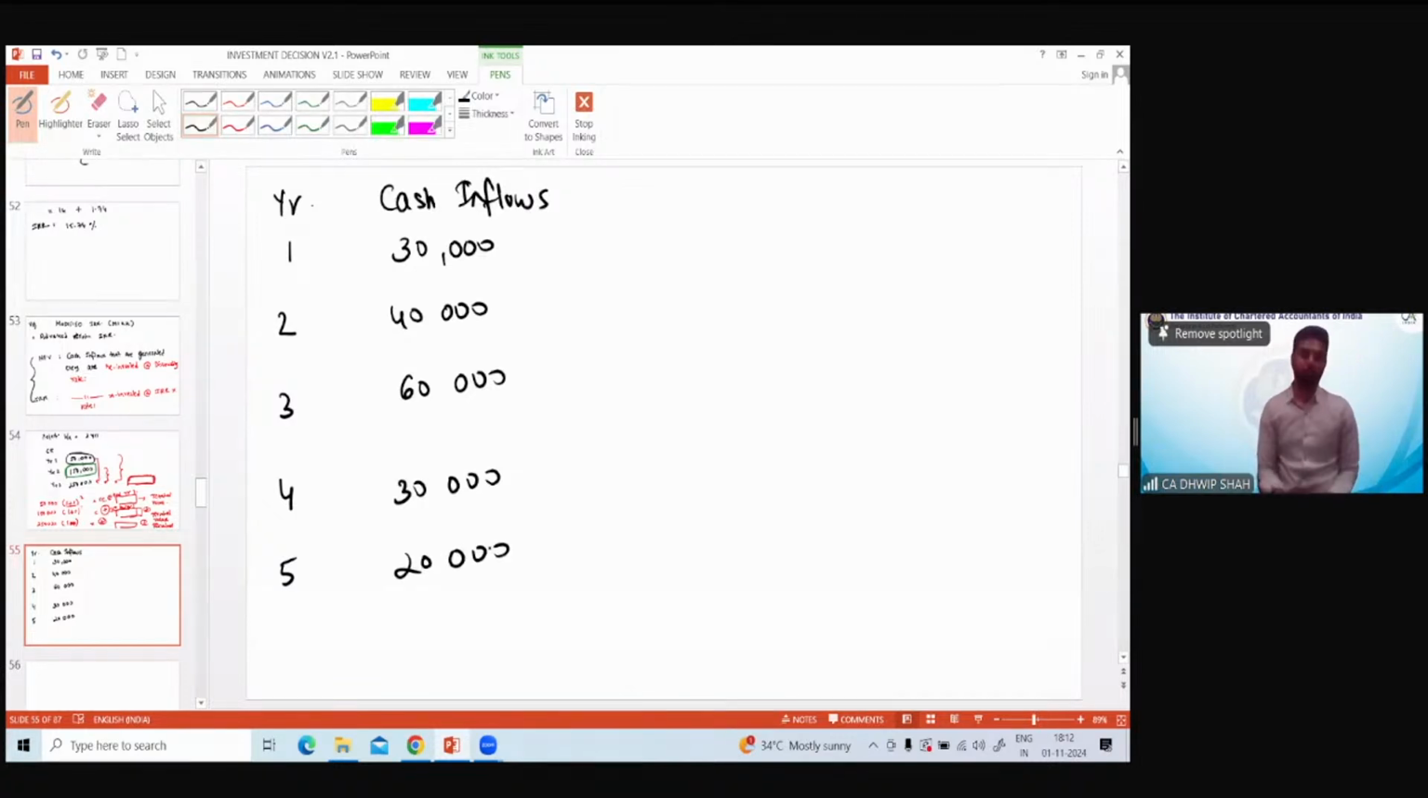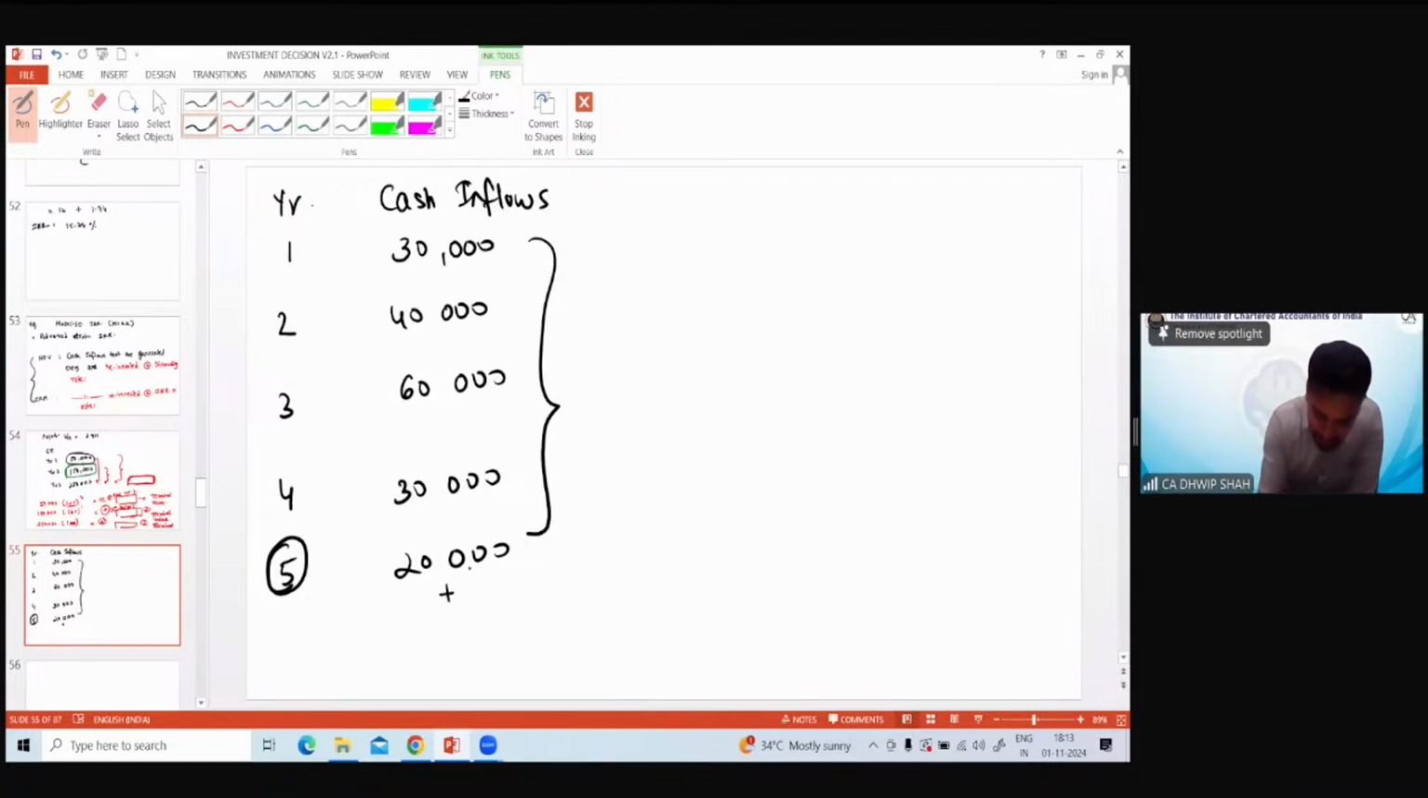Now, whenever the problem is on modified IRR, the first step is to bring all these cash inflows to terminal value. First step is to bring all the cash inflows to terminal value. And what is terminal value? Terminal value means the last year of the project's life. Means in this case, year 5 is the terminal value. So what do I mean by bringing all these cash inflows to terminal value? Do we just have to add here 20 plus 30 plus 40 plus 60 plus 30? No, not this way. You don't have to just add it.